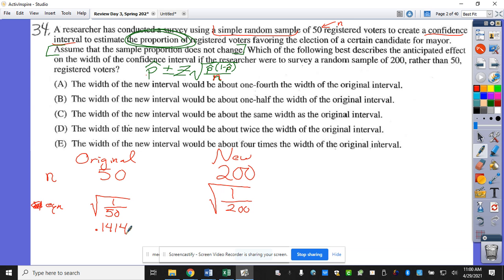0.1414. What is the square root of 1 over 200? 107. So this is what we started out with. This is what we got. So what did it do? Look at the width. Did it get bigger or smaller?